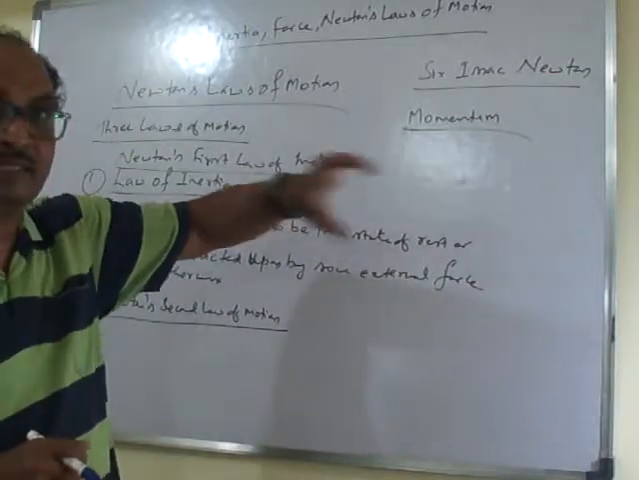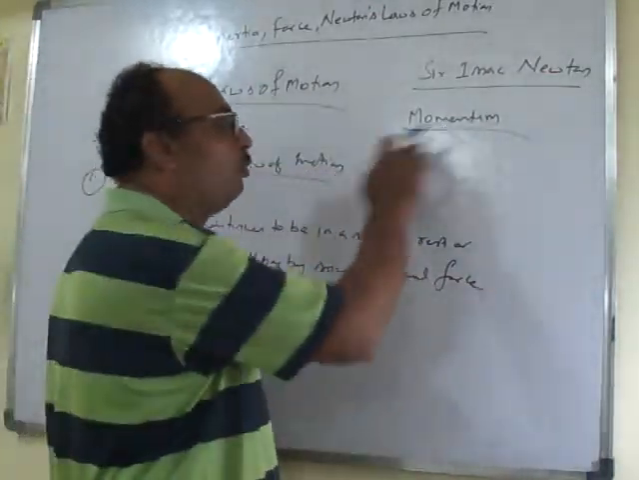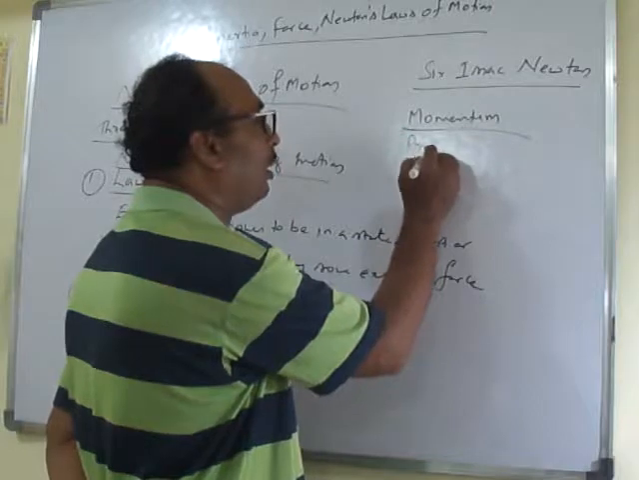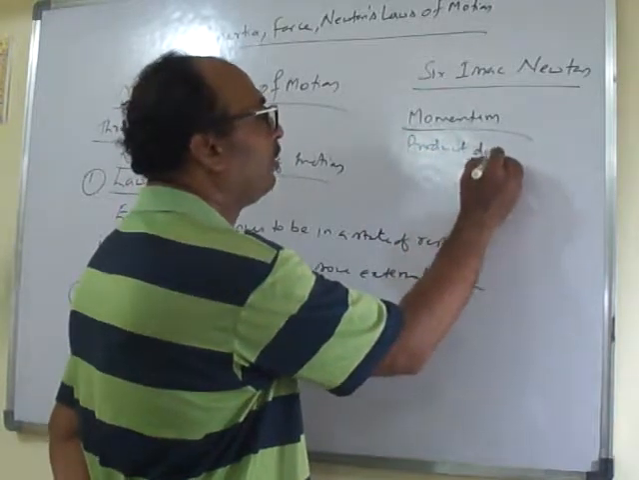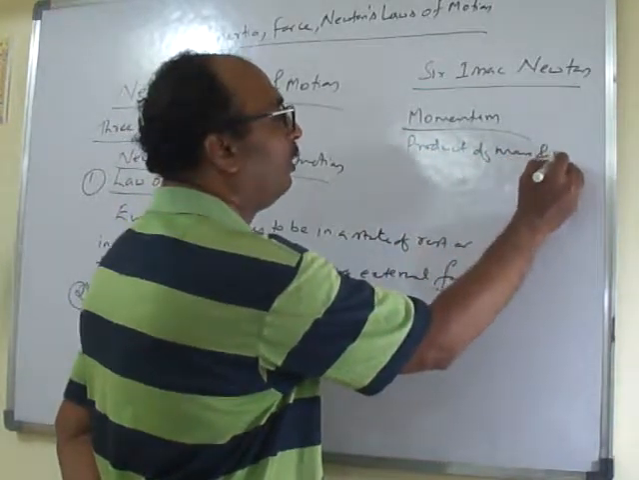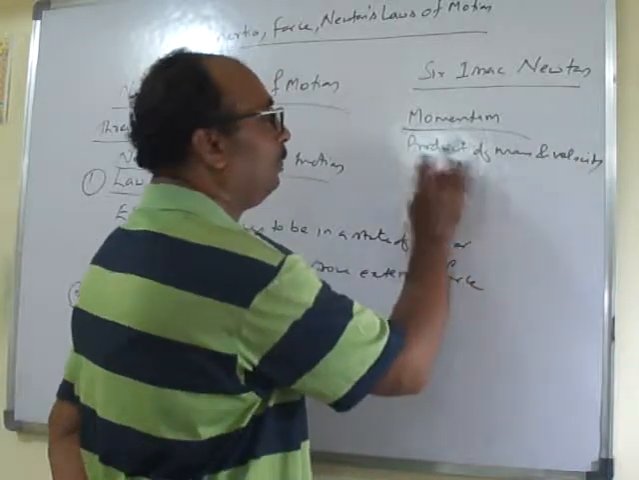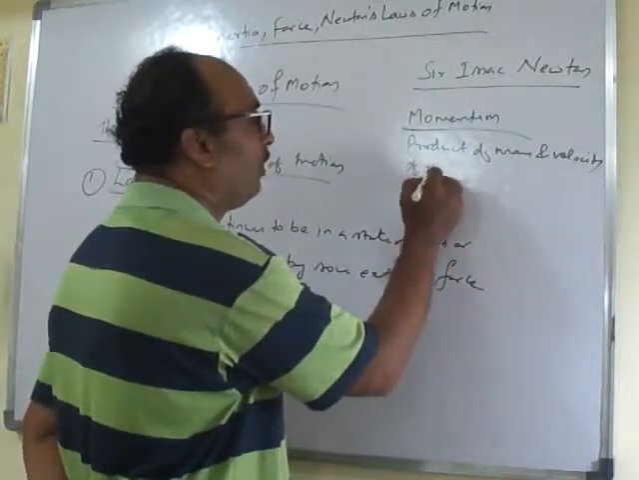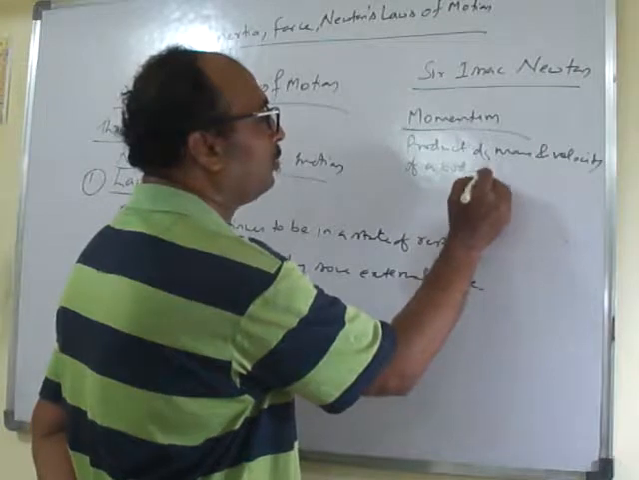Before that, as I told, we need to understand momentum. And what is momentum? The product of mass and velocity of a body is called momentum.